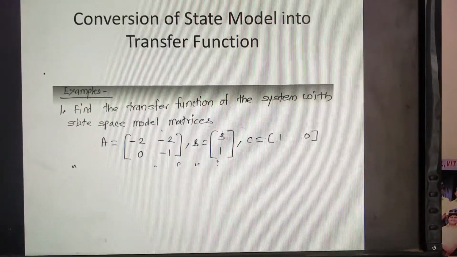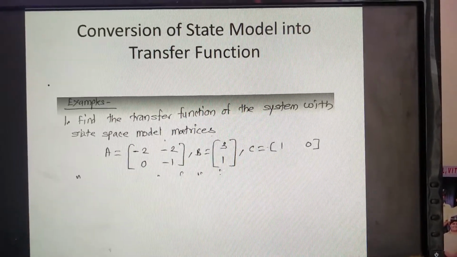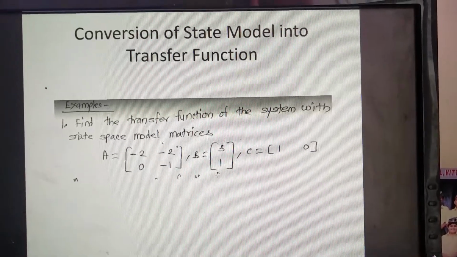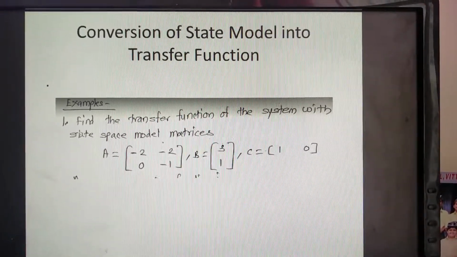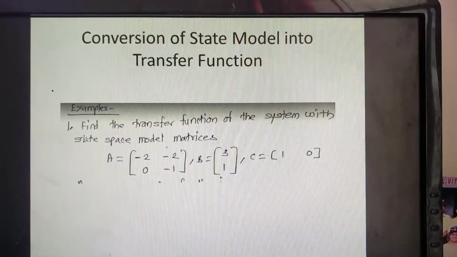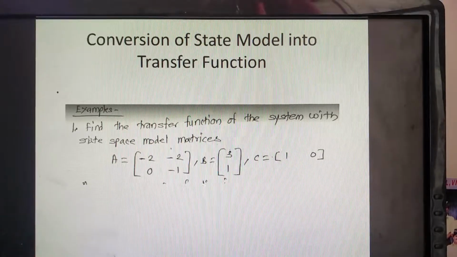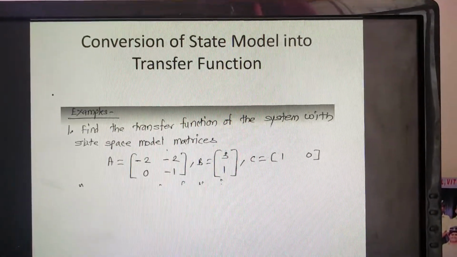Today we will see conversion of state model into transfer function. So let's start this by using an example. Find the transfer function of the system with the state space model matrices A, B and C. So now they have given us the state space model matrices A, B and C, and we are supposed to find out the transfer function of the system.